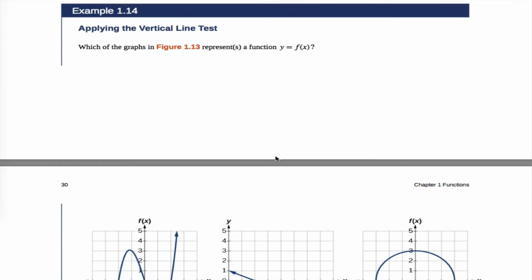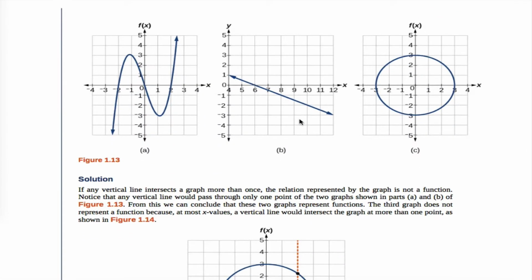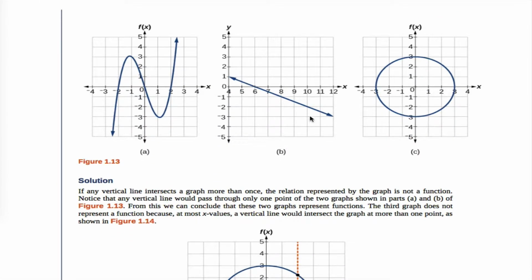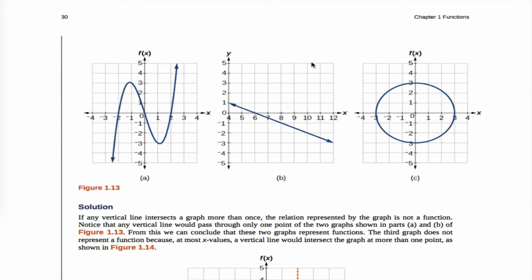Here's example 1.14, where we're given three different graphs and asked which of these represent a function. So what you want to recognize is the way you figure out whether a graph is a function is by applying the vertical line test. The big criteria in order to be a function is that every input must have exactly one output corresponding with it.